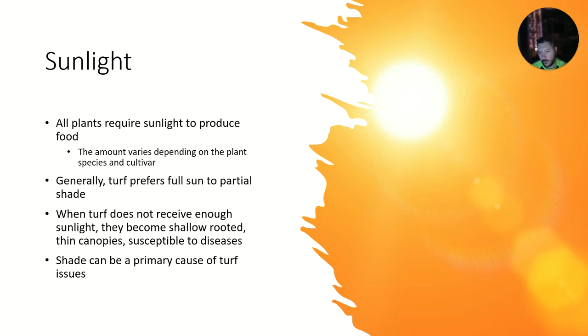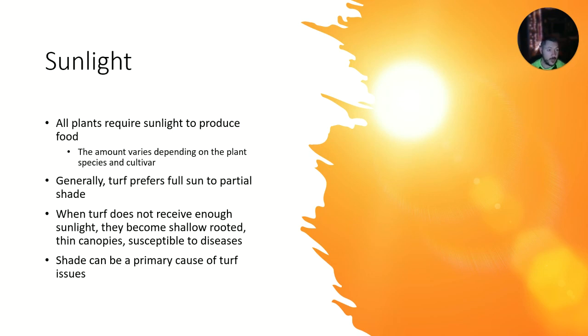But when turf does not receive enough sunlight, it becomes very shallow rooted, with very thin canopies, and very susceptible to diseases because of its shallow roots. The watering requirements that it needs are also a little bit different. And shade, according to the 3A book, can be a primary cause of turf issues.